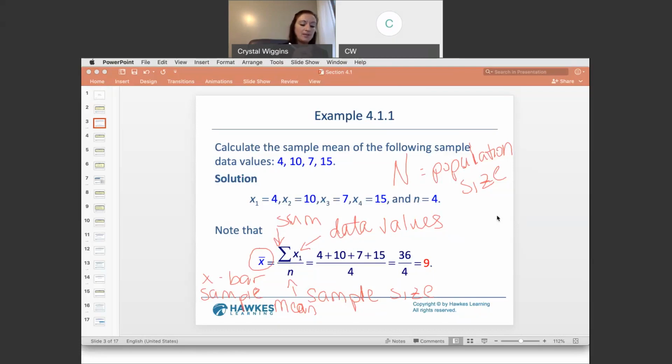And our population mean is this symbol here, which will look totally different when you see it typed. But this is called mu, and that is our symbol for population mean.